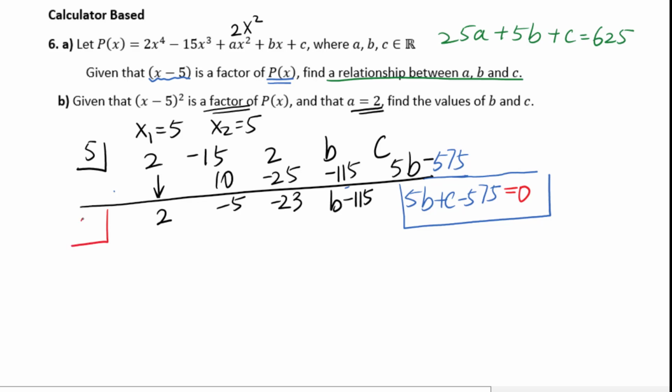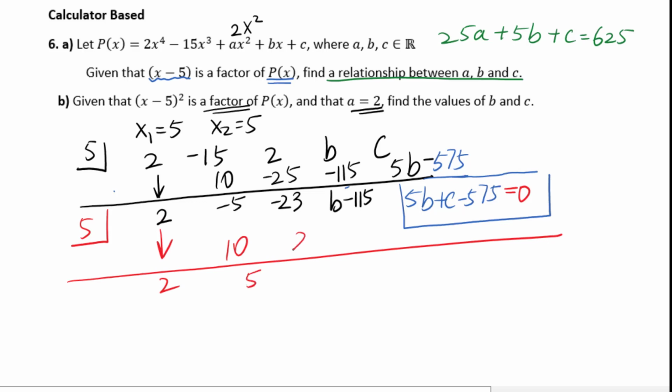Then keep doing this synthetic division. 2, 10, 5, 25, 2, 10, adding b minus 105. This is a remainder. For this remainder, we set it equal to 0. Then we solve b equals 105.